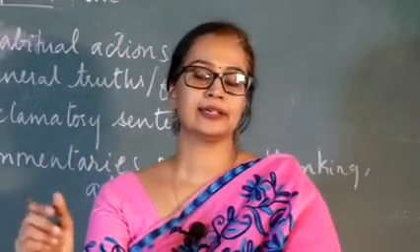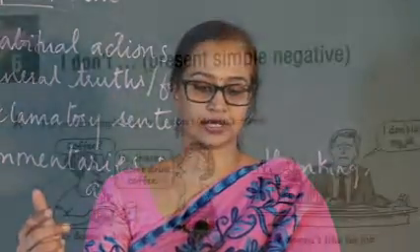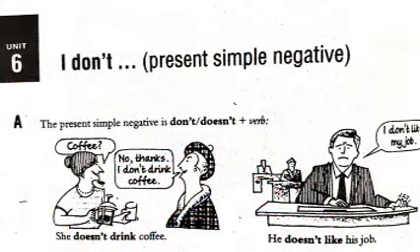So next, we shall start with present simple negative, or simple present tense, and how to use it in a negative sentence. The present simple negative is don't and doesn't plus the verb. Look at the slide here.